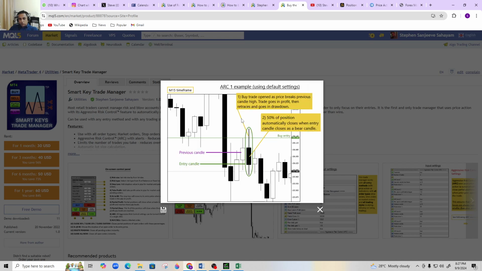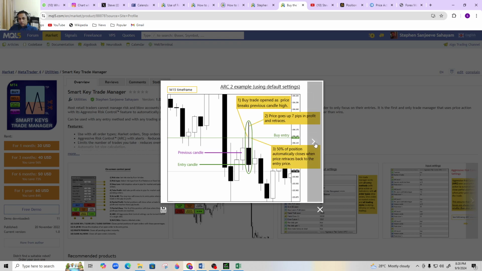So you go here, it shows ARC 1 example using default settings. If you open a buy entry trade, it shows what happens and how the percentage is automatically closed. ARC level 2 example using default settings: the buy trade opens as price breaks the previous candle high. Then price goes up 7 pips in profit and retraces. 50% of the position automatically closes when price retraces back to the entry price.